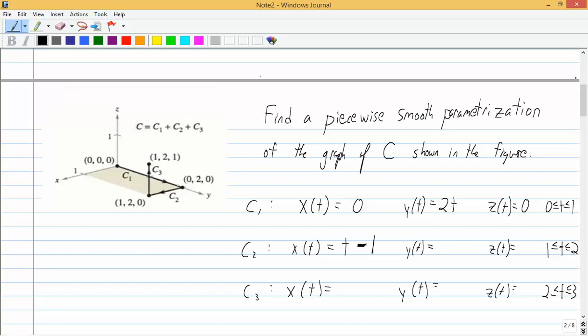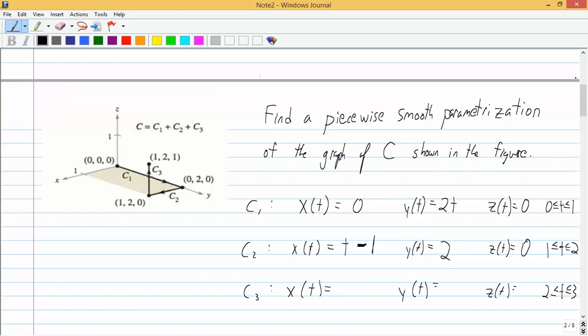Now, here I want y to be equal to 2, and here I want y to be equal to 2. So I want to write down an equation where no matter what you plug in, you always get a 2. So that would just be y of t equals what? 2. Because it doesn't matter what you plug in between t equals 1 and 2, you always want to get a 2. Now, for z of t, is there a change from here to here? No. So it's just 0.